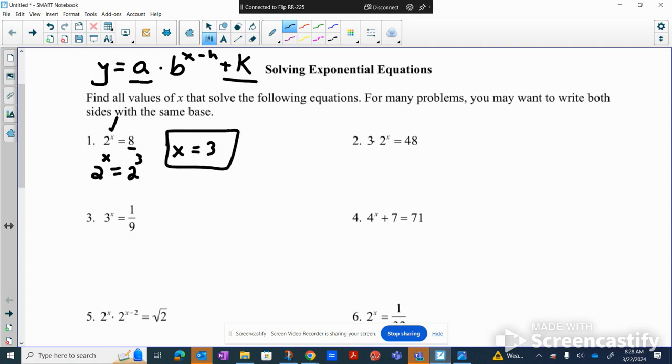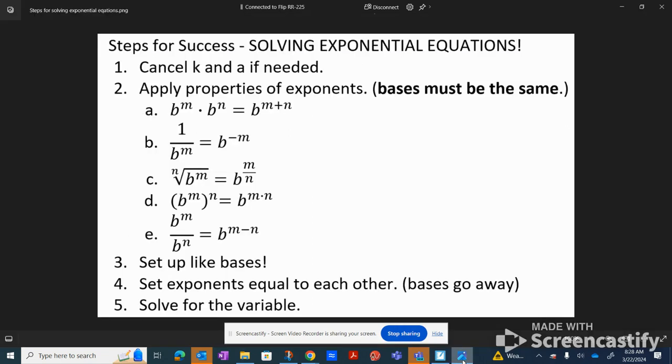Okay, let's go ahead and do another example. Let's look at number 3. So looking for k and a. There's no k or a, so we can skip that step. The second step is to apply one of the properties. Now, if you'll notice here, 1 over 9 is a fraction. So looking at your properties, we would be using property B.